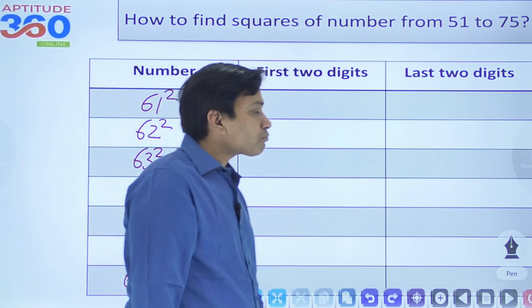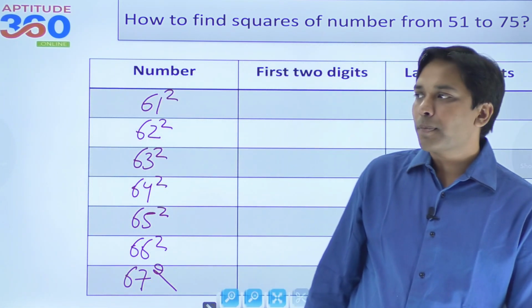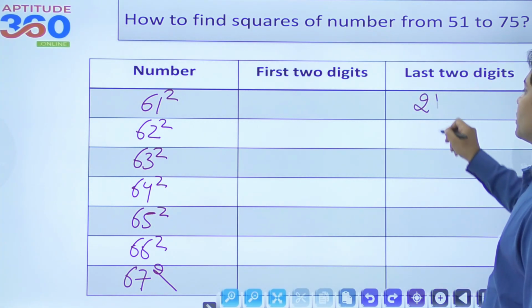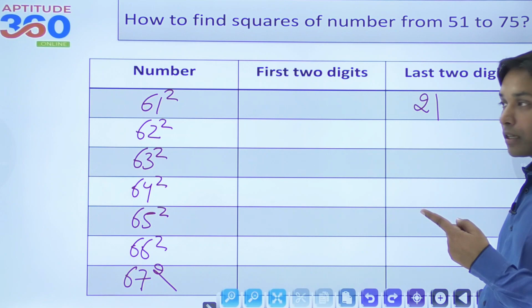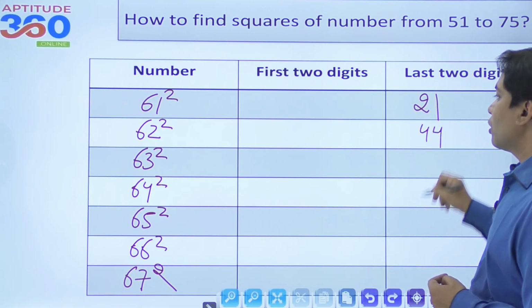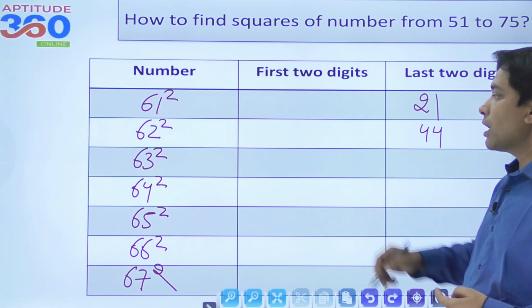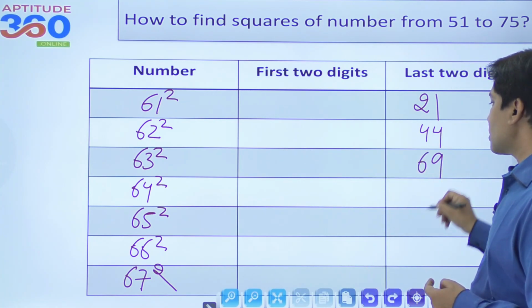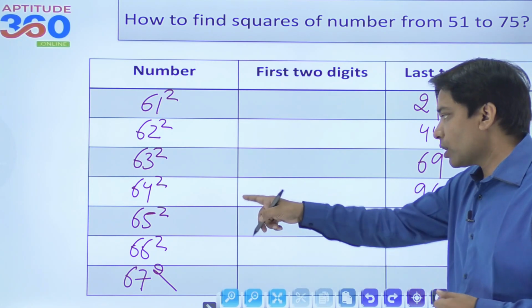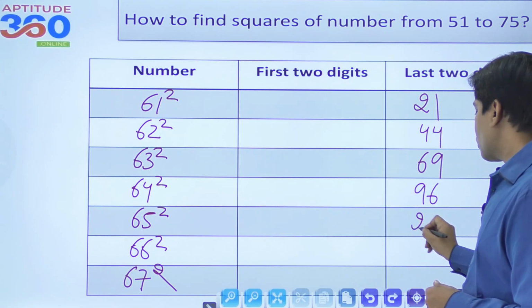right? How about the last two digits? It's pretty simple. The last two digits over here will be 21 because 11 square is 121. How about this? This will be 12 square, which is 144. This is 13 square, which is 169. This is 14 square, which is 196. This is going to be 15 square, which is 225.